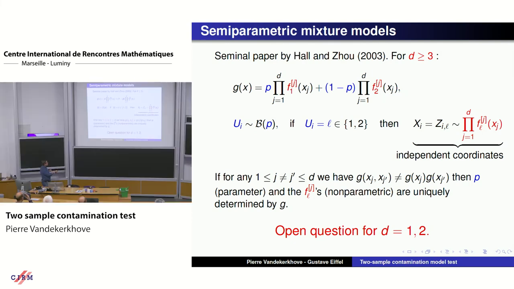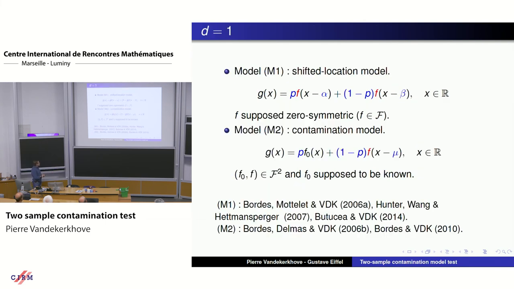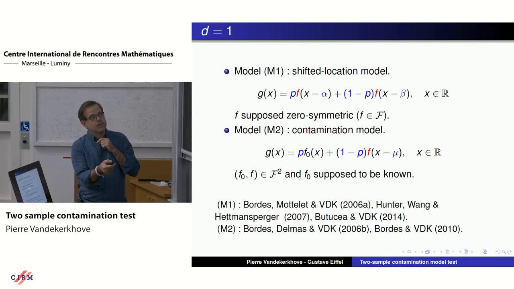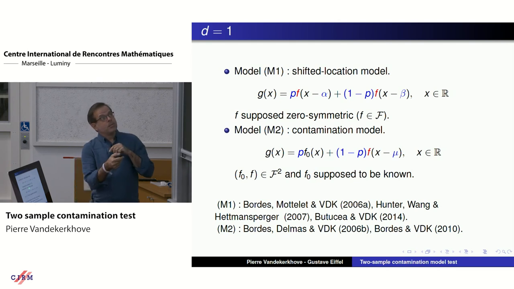Because you cannot play with this kind of conditions anymore. And this is what we did with some colleagues, Laurent Bordes, Stéphane Mottelet in 2006, Christine Butucea, and so on. We considered in dimension 1 this very simple model in which we mix one given density f, which is the same here and here, just located at different places, so alpha and beta. And if you suppose that f is zero-symmetric, so it belongs to this class of distributions, then you can identify p and f.